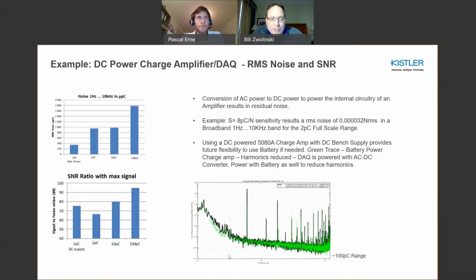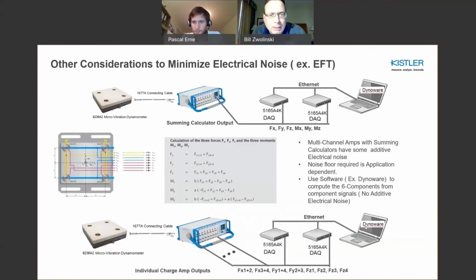So the takeaway from this is that to get the best performance in terms of these unwanted harmonics of AC to DC power conversion, you power both the data acquisition system and the charge amp with battery power. That's often done when you need the best performance for your measurement. I would say it's not always done, but it is done when you need the best.